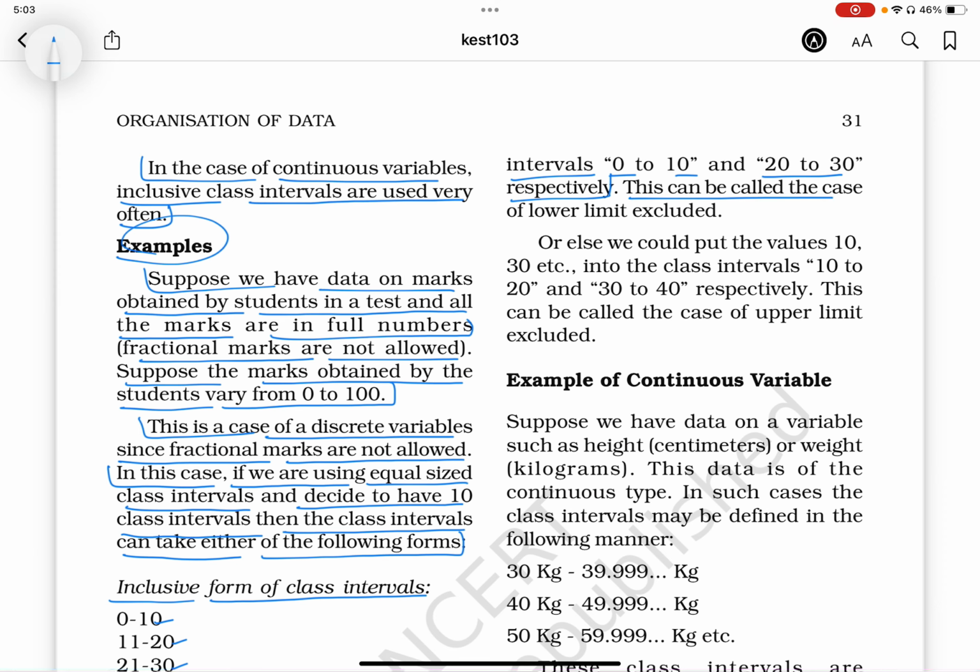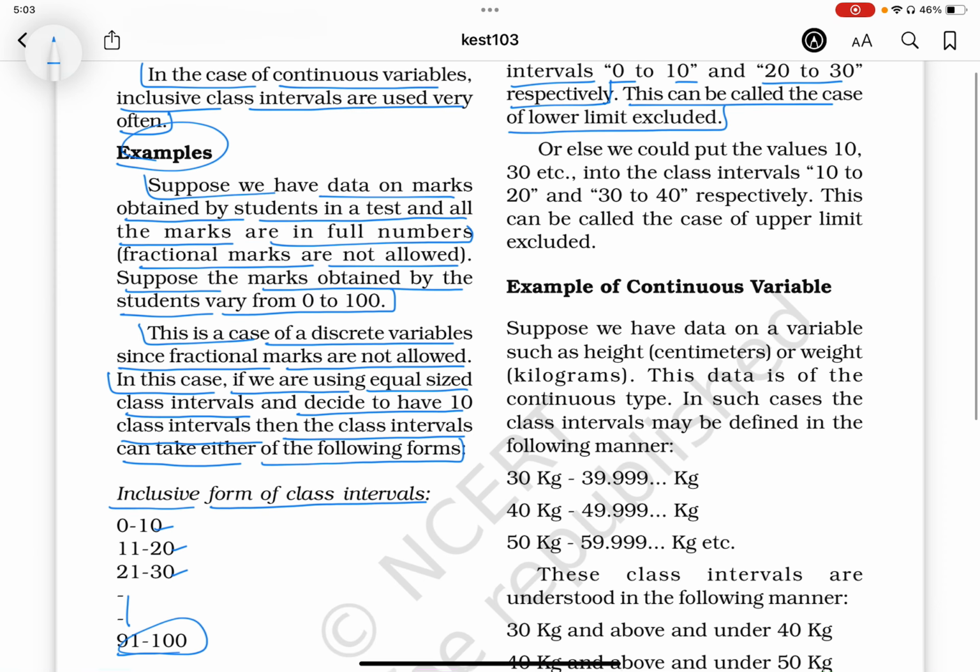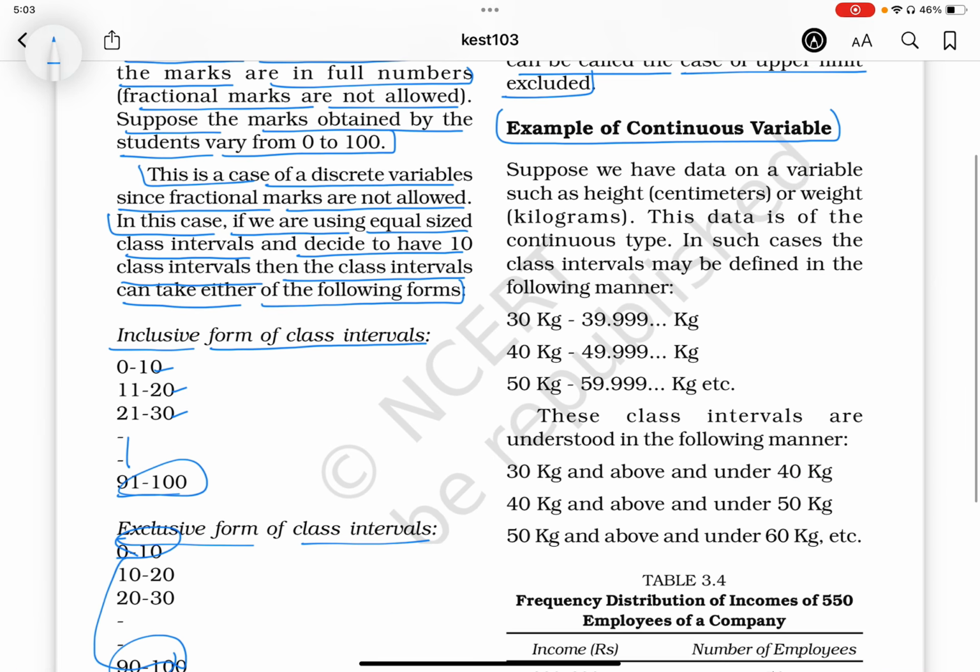This can be called the case of lower limit excluded. Or else we could put the values 10, 30, etc. into the class intervals 10 to 20 and 30 to 40 respectively. This can be called the case of upper limit excluded. Example of continuous variable: suppose we have data on variables such as height in centimeters or weight in kilograms. This data is of the continuous type.